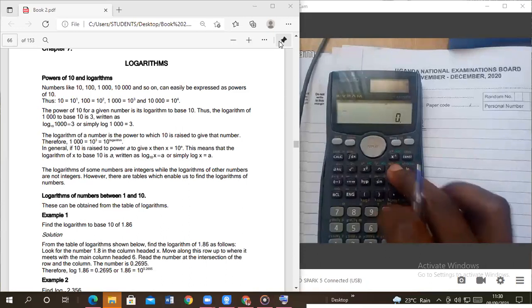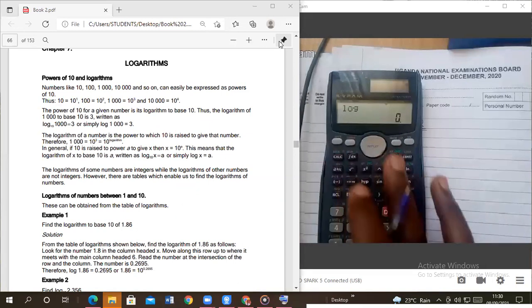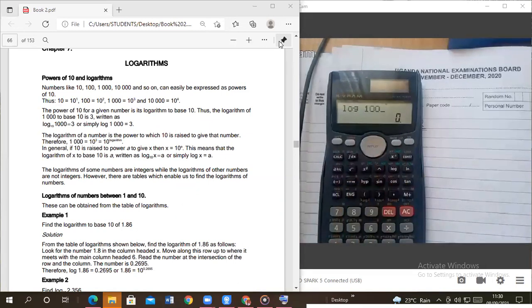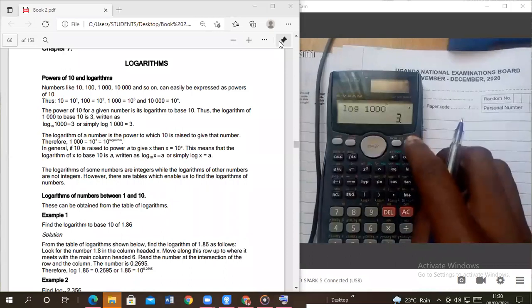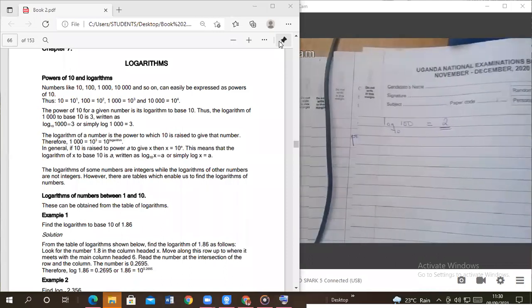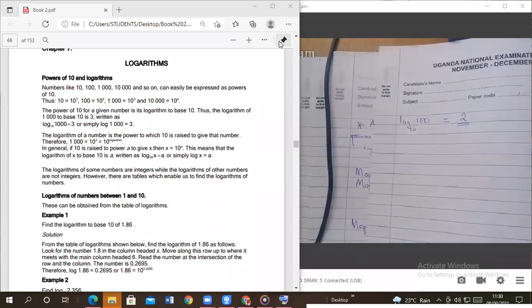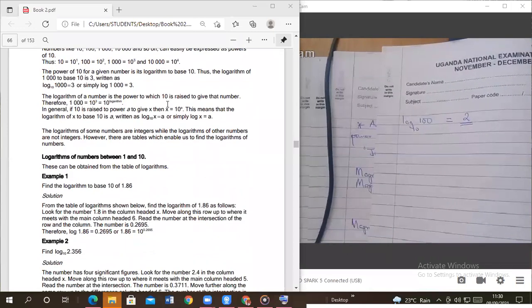You press log. What do we want? We want to find log of 100. You press log of 100. The answer is 2. Log of 10,000, the answer is 4. Log of 1,000, the answer is 3. As simple as that. That's what logarithm is all about: expressing numbers in power form.